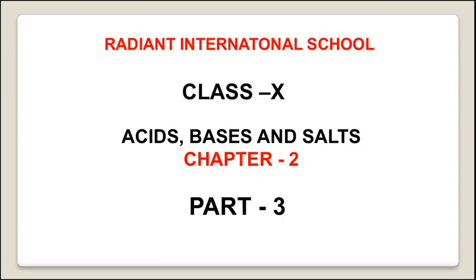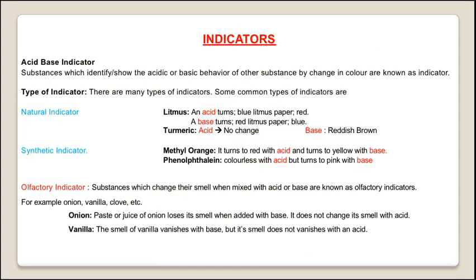Hello students, in this video I am going to explain chapter 2, class 10th, acids, bases and salts, that is part 3. In part 1, acids were explained with their characteristics. In part 2, bases with characteristics and reactions of acids and bases. In part 3, I'll explain about indicators.